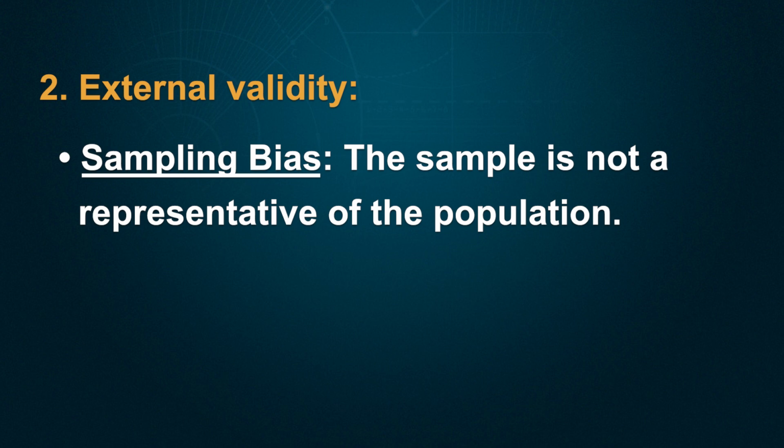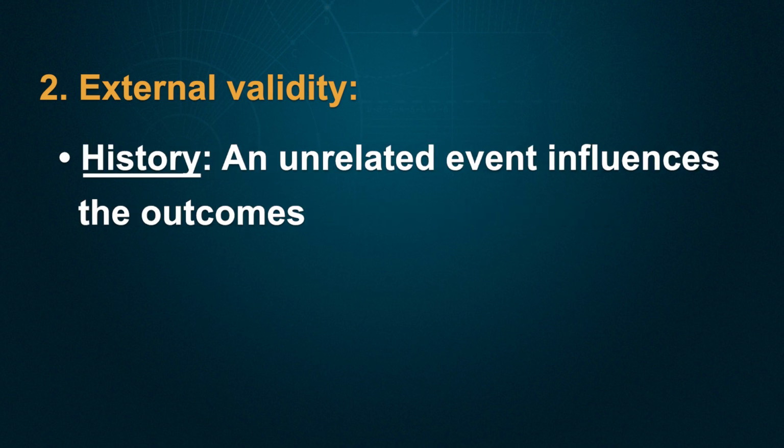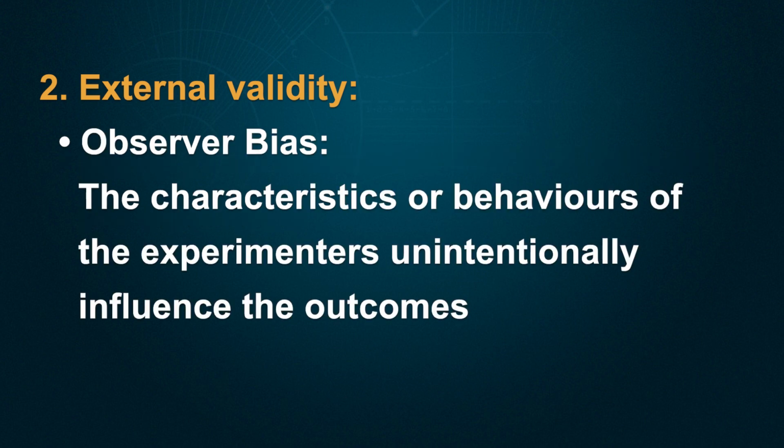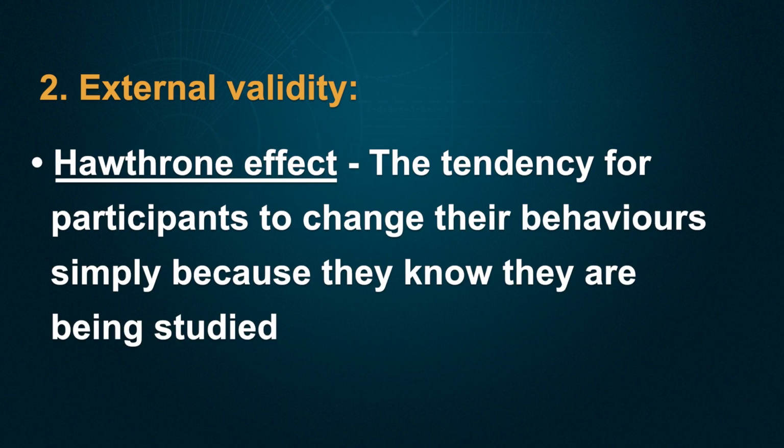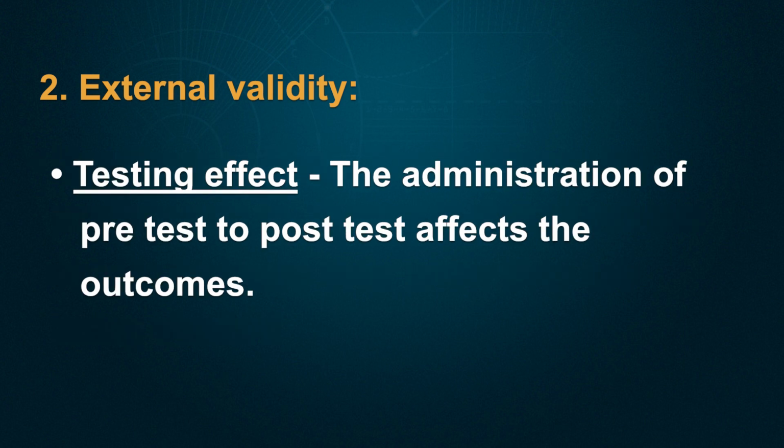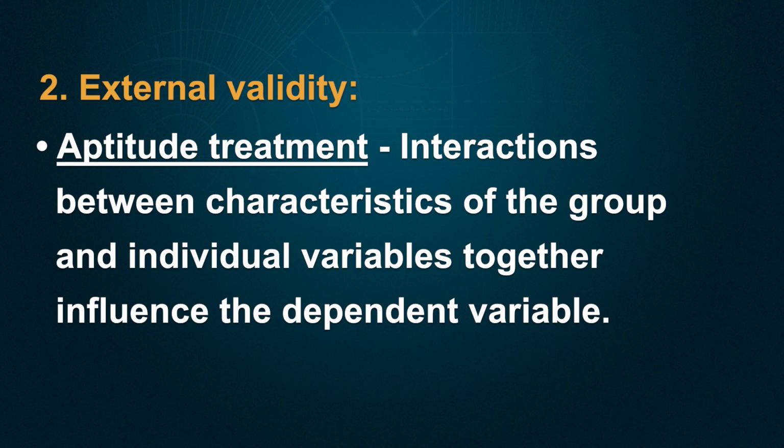Sampling bias. The sample is not representative of the population. History. An unrelated event influences the outcomes. Observer bias. The characteristics or behaviors of the experimenters unintentionally influence the outcomes, leading to bias and other demand characteristics. Hawthorne effect. The tendency of participants to change their behaviors simply because they know they are being studied. Testing effect. The administration of a pre-test to post-test affects the outcomes. Aptitude treatment. Interactions between characteristics of the group and individual variables together influence the dependent variable.